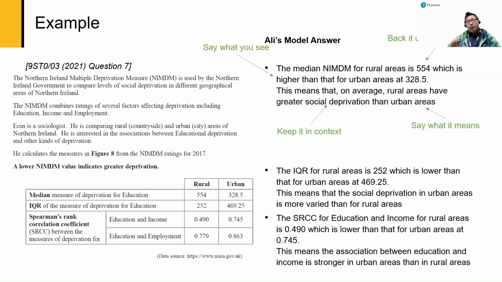And you'll see that in both of those bullet points, I've done the same thing. I've said what I've seen. I've said what it means. I've backed it up with numbers and I've kept it in context. And I think that was a 7-mark question overall.